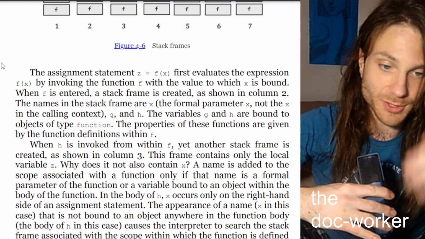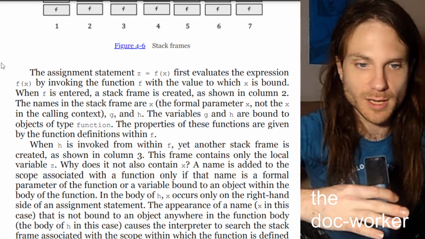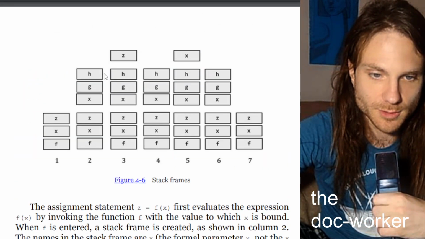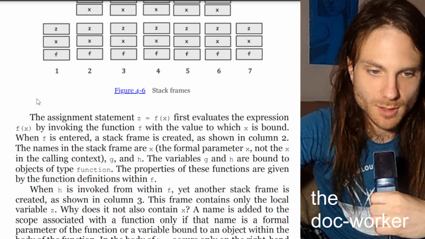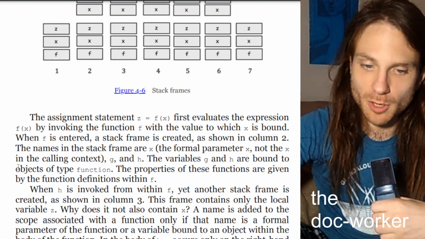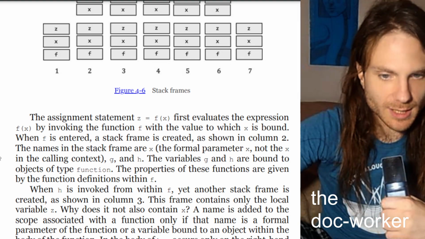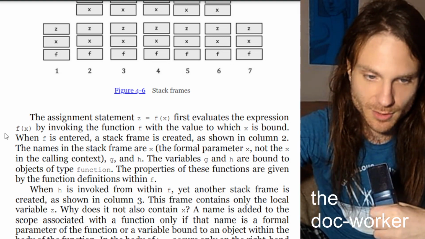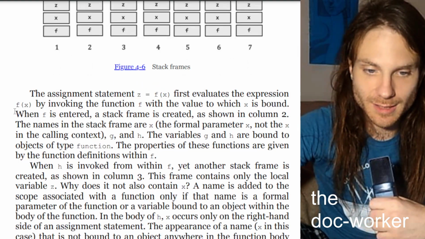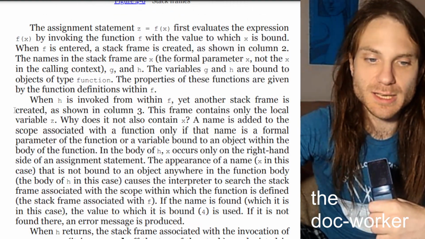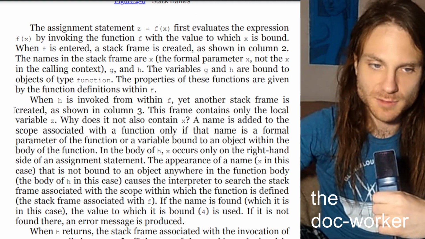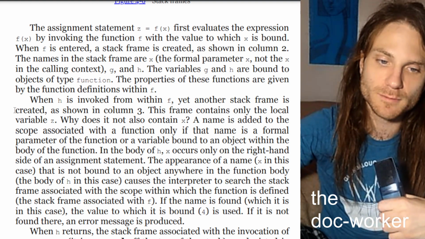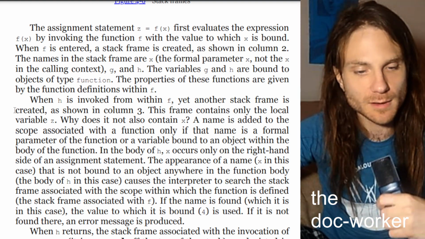When f is entered, a stack frame is created, as shown in column 2. You want to take another look at that? You can. The names in the stack frame are x, the formal parameter x, not the x in the calling context, not whatever's passed in as argument, right? g and h. The variables g and h are bound to objects of type function. The properties of these functions are given by the function definitions within f.